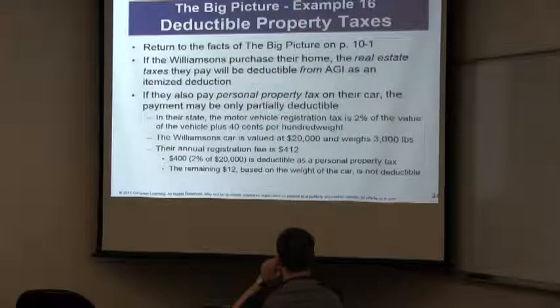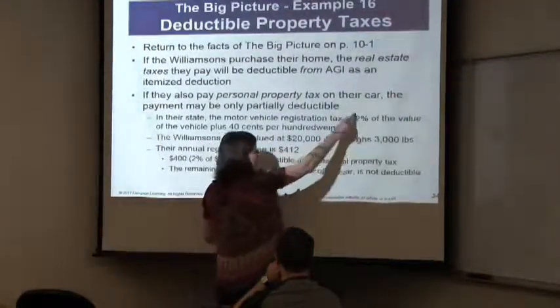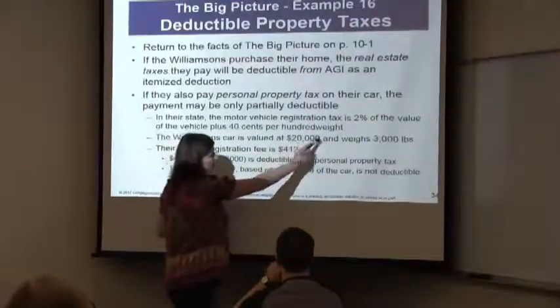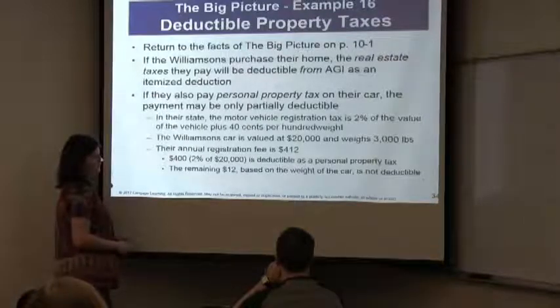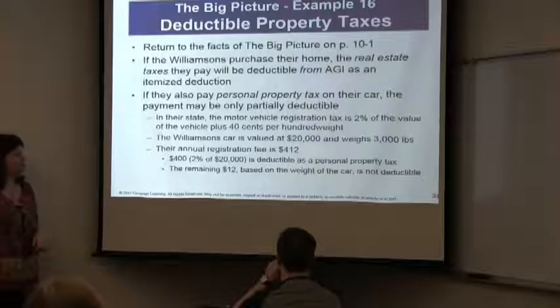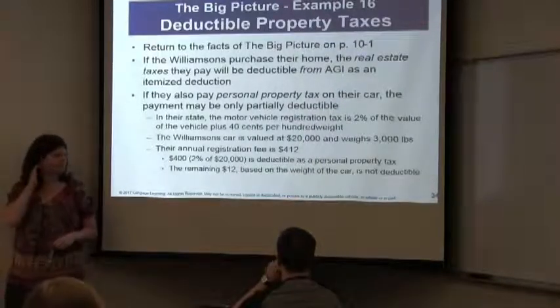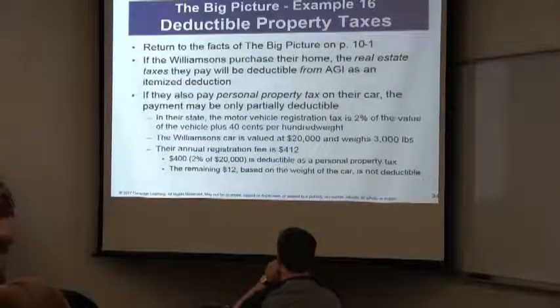How much of it is going to be deductible? Only the percentage that is based upon the value of the car. Here, 2%, which is the tax rate, times the value, which is $20,000, which is going to be $400. So out of this 412, only 400 of it is going to be deductible. The remaining 12, because it's based upon the weight of the car, is not deductible.